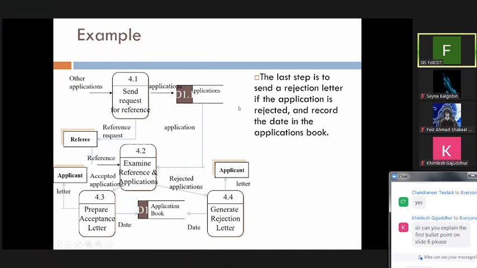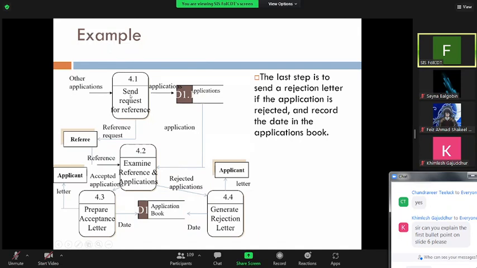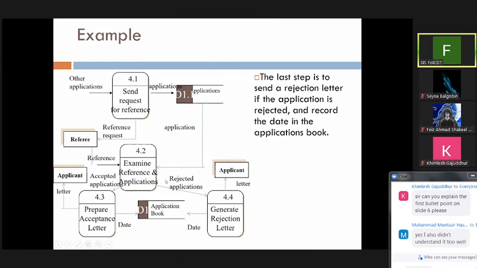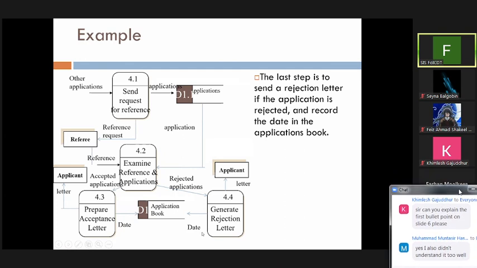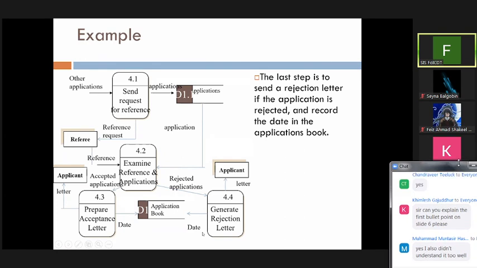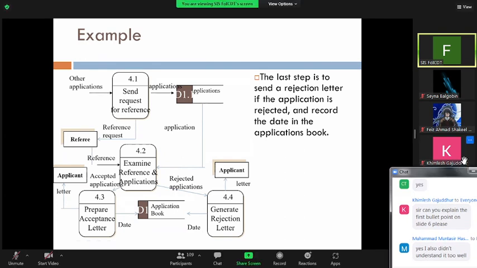So as such, and the labeling as well, we make sure that all processes are labeled: send requests for reference, 4.2 is labeled, 4.3, 4.4, the data flows are labeled, okay, same rules as before. And there's no link between two external entities, there's no link between data store to data store, there's no link between data store and external entity. So these are the rules that we've seen. There's one last rule.